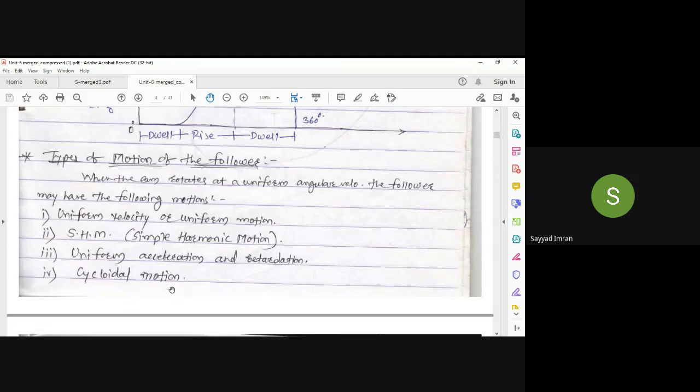Students, how many motions are there of the follower? Four. Number one, uniform velocity. Number two, simple harmonic motion. Number three, uniform acceleration and retardation. And number four, cycloidal motion. So have you understood? So these are the basic terminology, or you can say the theory of the cam and follower.